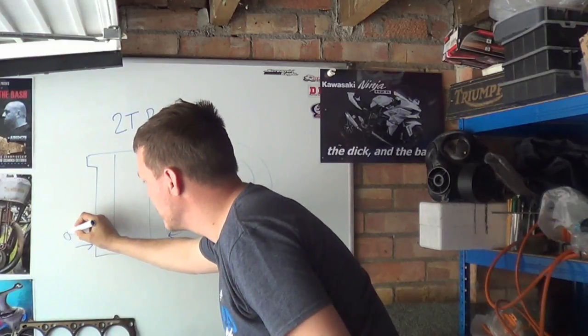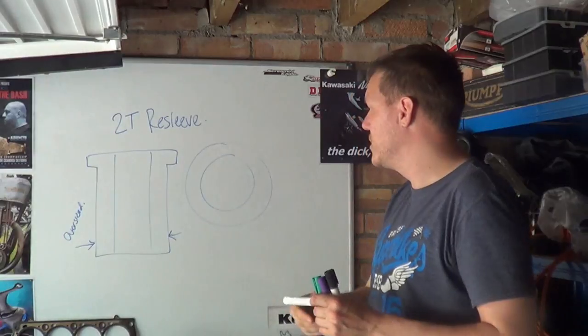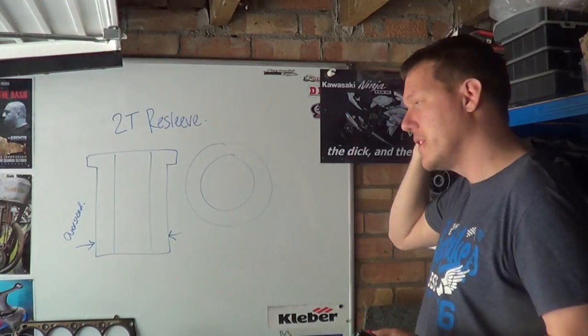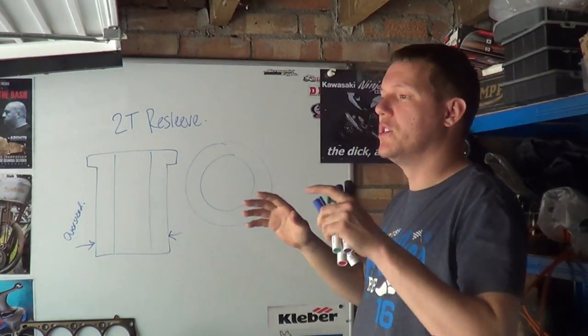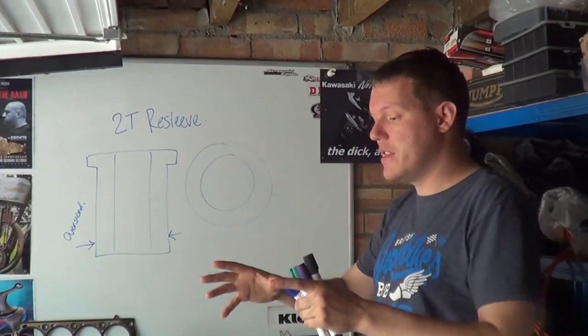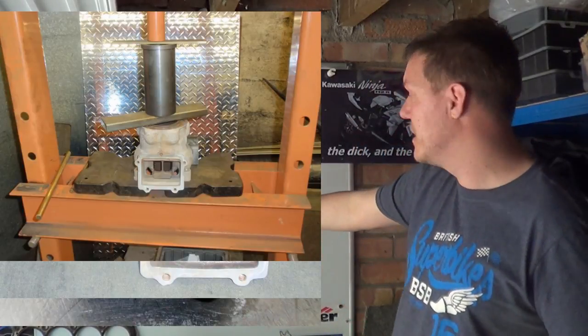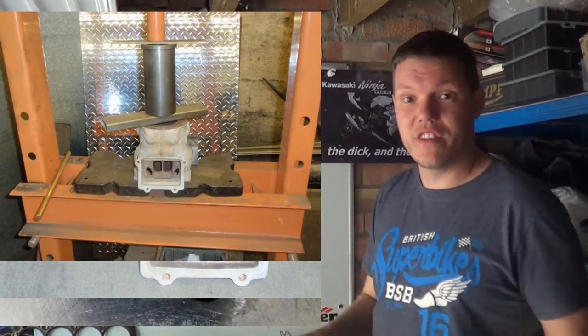So this will be oversized to your bore in your cylinder. And then what you do is you have to shrink the sleeve, heat the cylinder, and then press them both together. Now you might notice all of a sudden that you haven't put any ports in or anything like that.